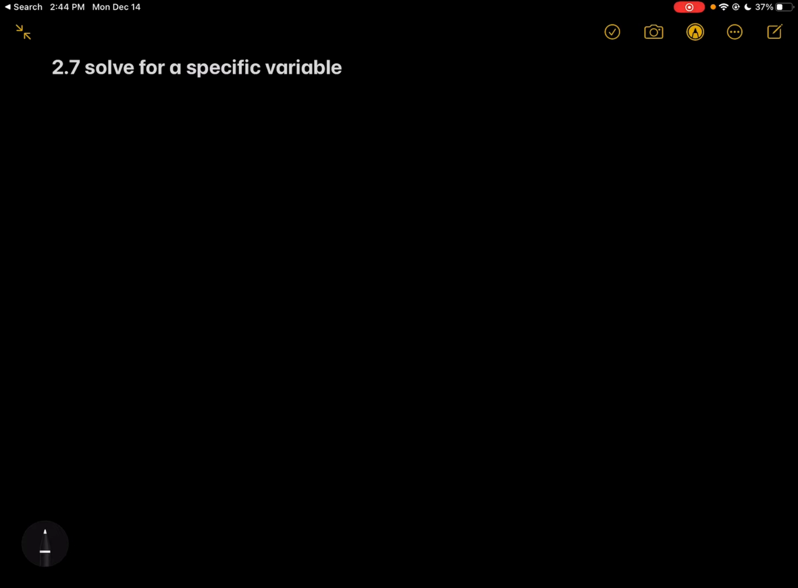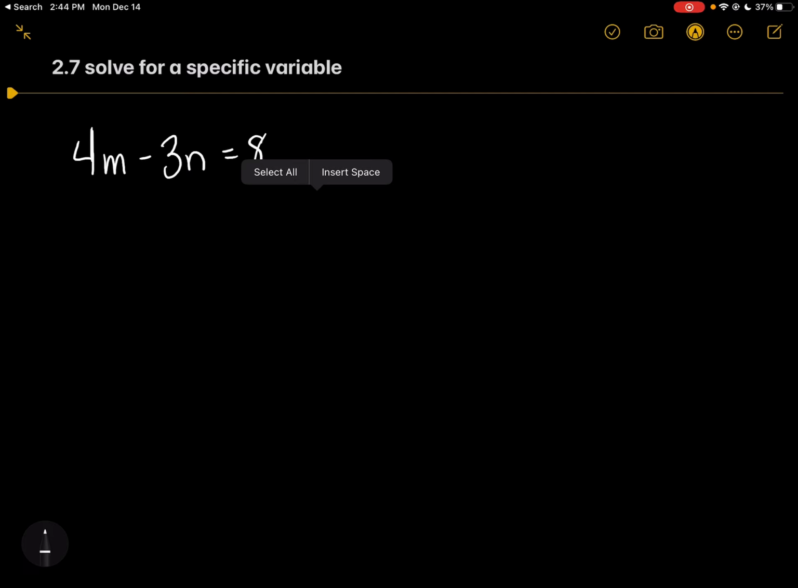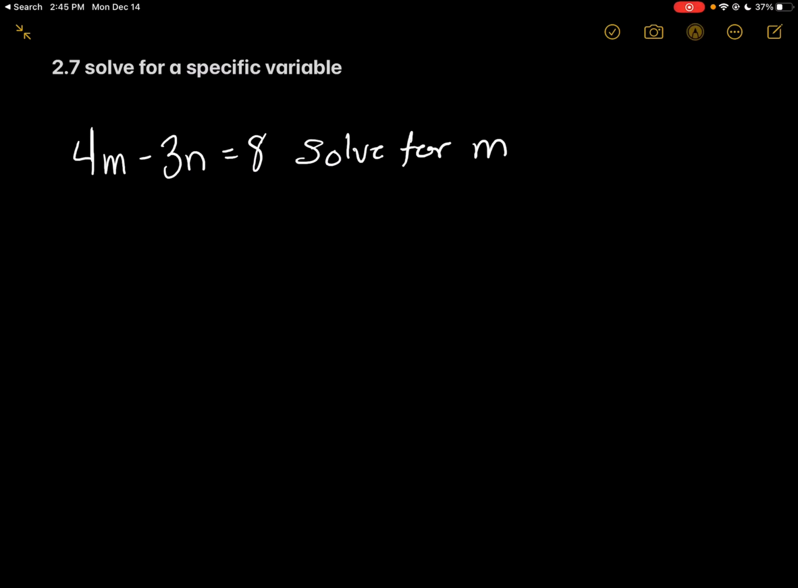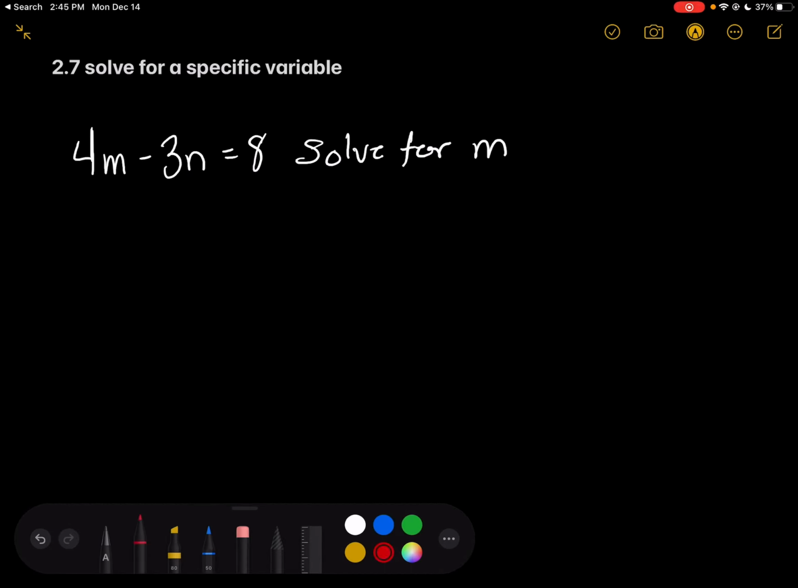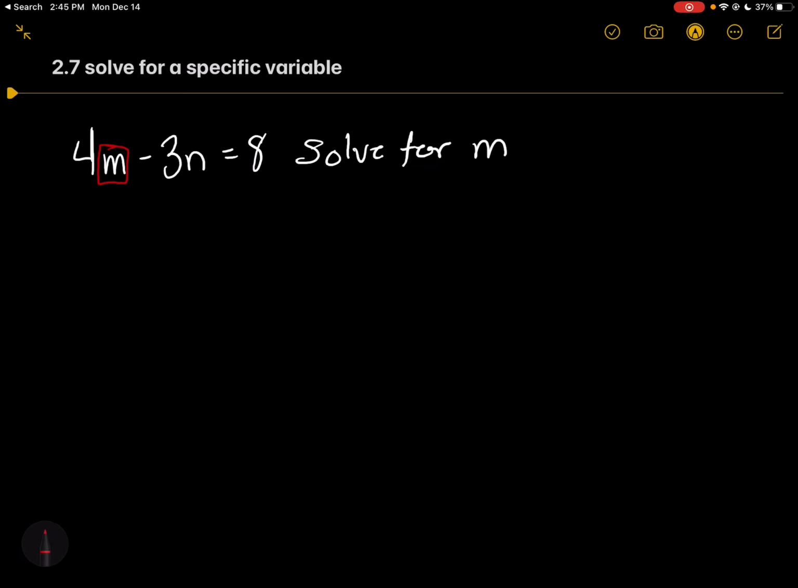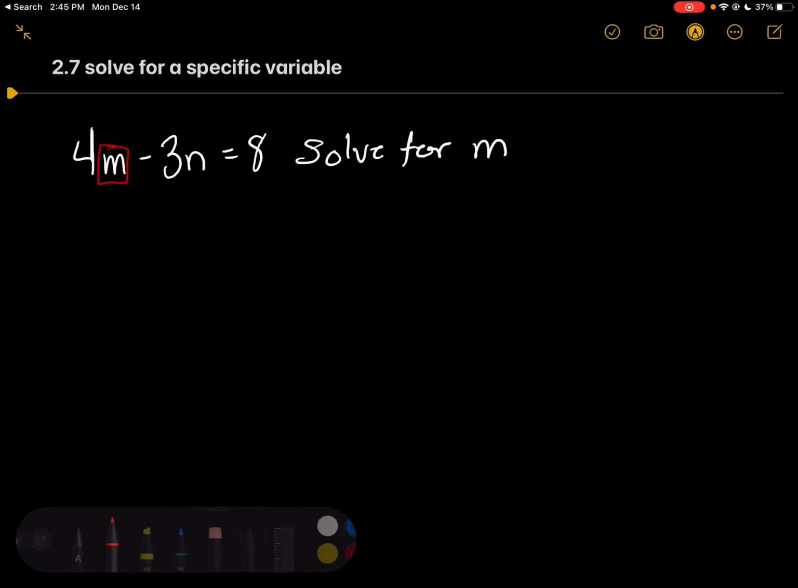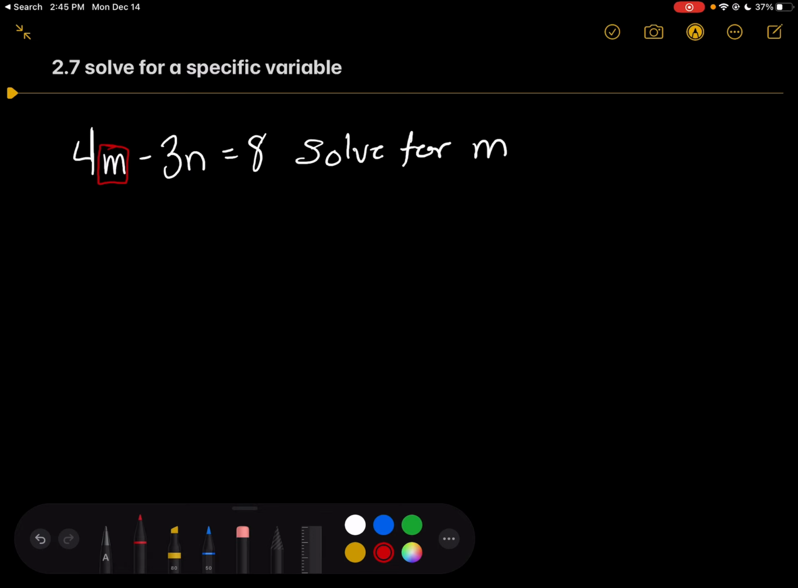When we solve for a specific variable, I'm going to give you the example of 4m minus 3n equals 8, and I want you to solve for m. When I say solve for m, that means I want to isolate the variable m totally on its own. When I say solve for x, we're getting x totally on its own. Here I'm solving for m. So we're just going to forget about the fact that we have another variable in here. What we want to do is isolate m.